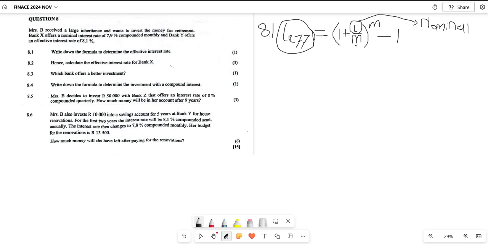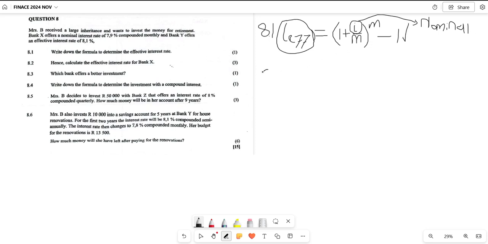Then the two m's represent the same thing. These 2 m's represent the compounding period. Remember, under technical maths and mathematics, we have different compounding periods. It can be compounded daily, weekly, monthly, quarterly, semi-annually, or per annum. The m represents the compounding period. The mark allocation for this one is 1 mark.